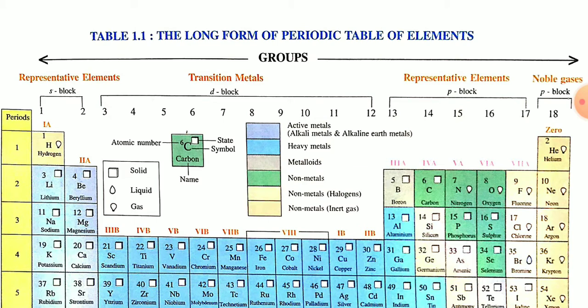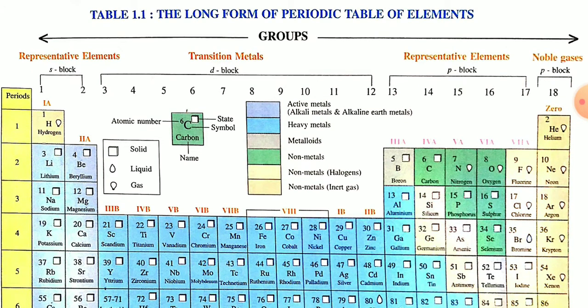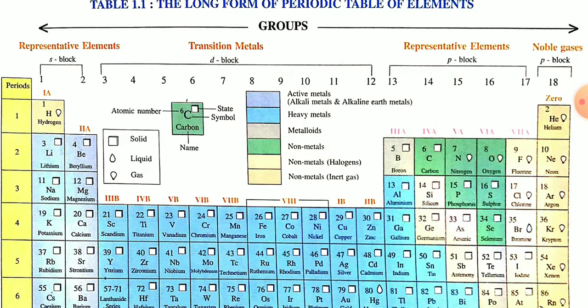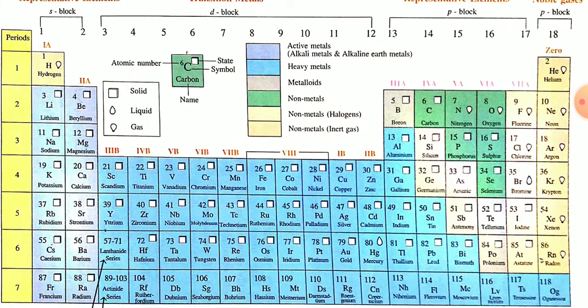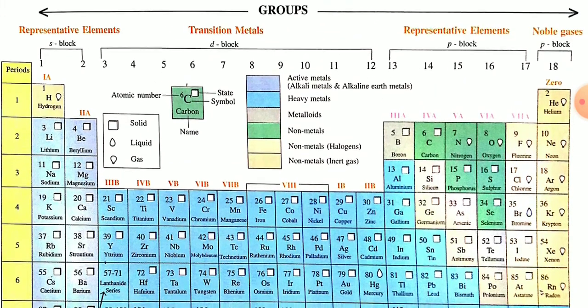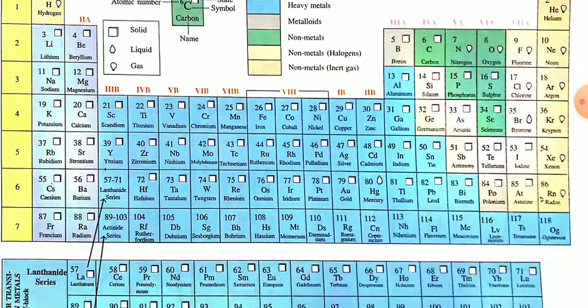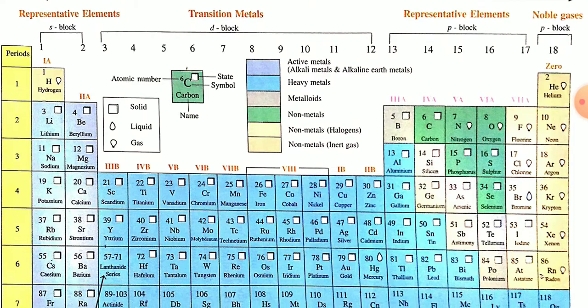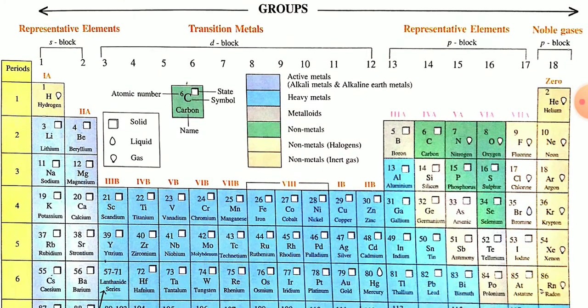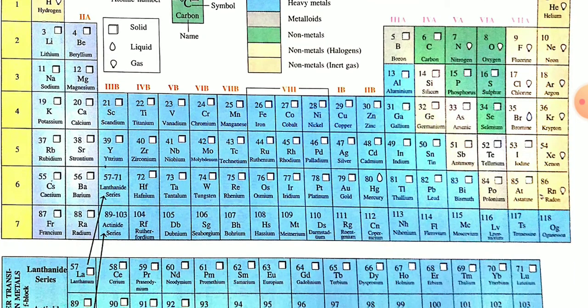Okay. So this is the long form of the modern periodic table, and this periodic table is made by Niels Bohr and Henry Moseley. You have already studied in class 9. Henry Moseley gave the modern periodic law, that is, chemical and physical properties of elements are a periodic function of their atomic number. Based on atomic number, this periodic table is made by Niels Bohr and IUPAC.